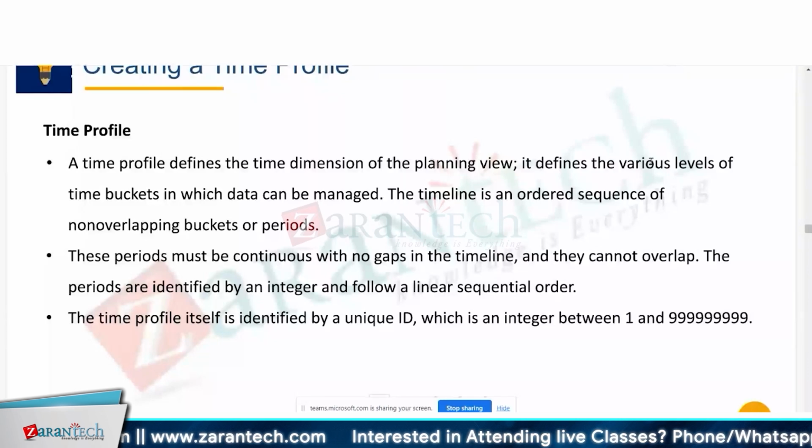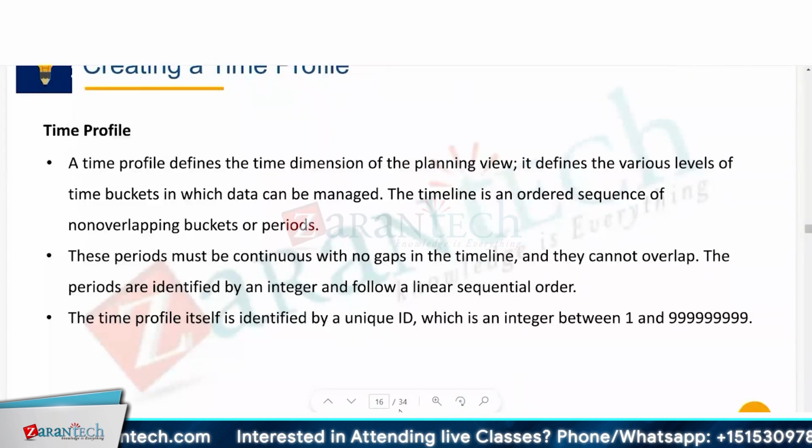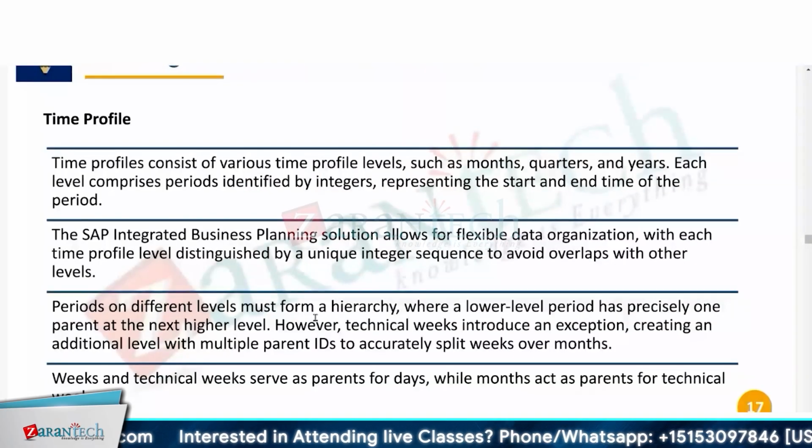So the time profile itself is identified by a unique ID, which is an integer between 0 and 999999. It's always based on the calendar. As we have seen, the time profile consists of various time profile levels such as months, quarters, years, weeks, fiscal years, fiscal quarters, and fiscal months. So all the possible combinations can be factored in here at the master data level.